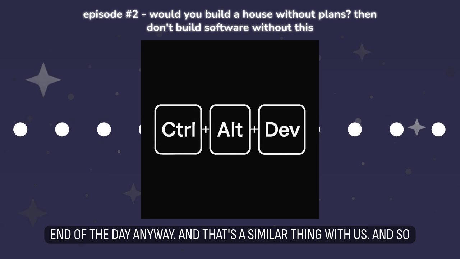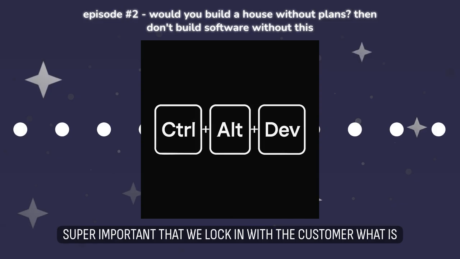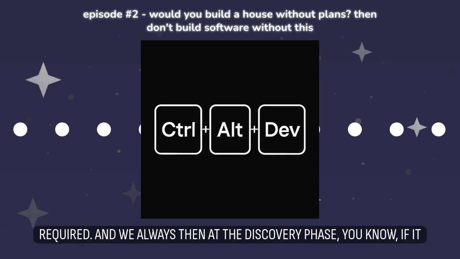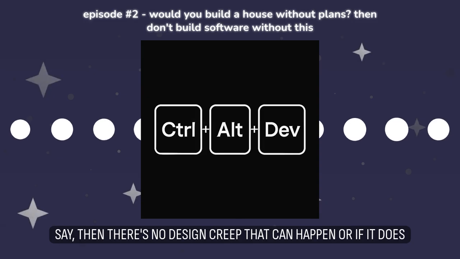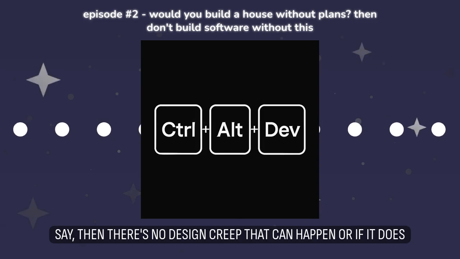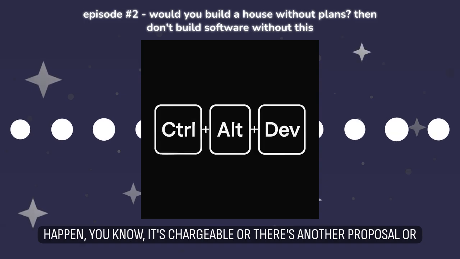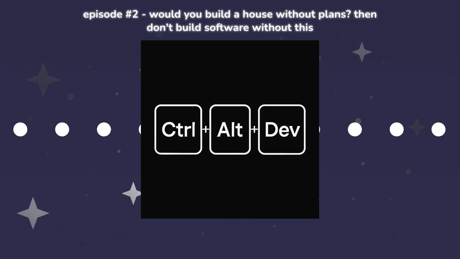And so super important that we lock in with the customer what is required. And we always then, at the discovery phase, if it goes forward, then we'll obviously have a contract. Because as you say, then there's no design creep that can happen. Or if it does happen, it's chargeable, or there's another proposal or another spec that goes out for that extra piece of work. Yeah, definitely.